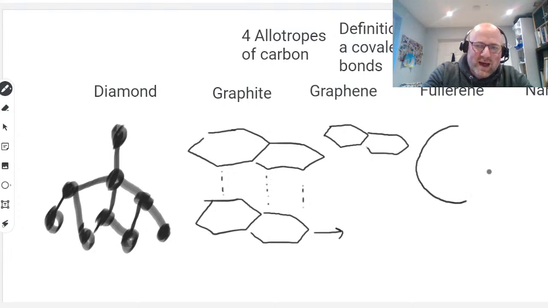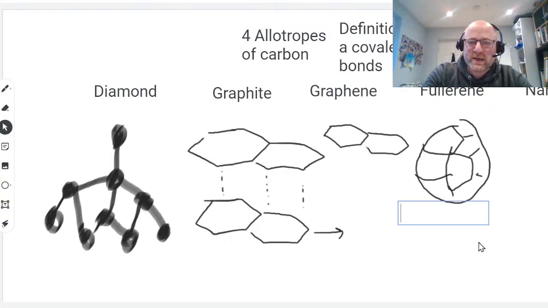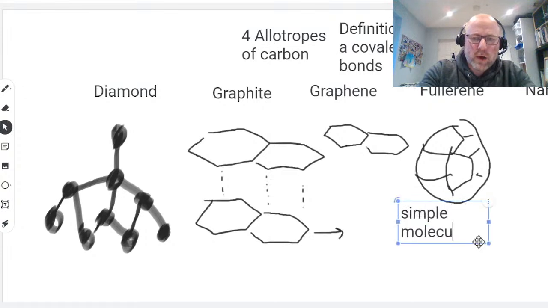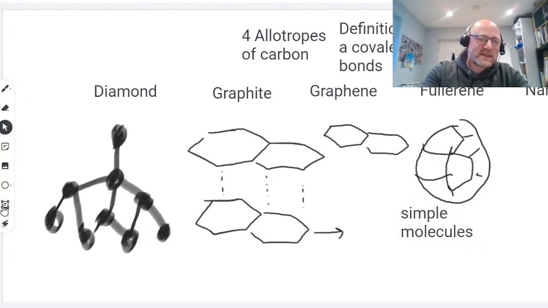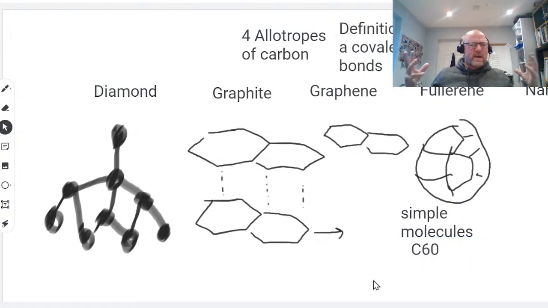Right, fullerenes are like these weird balls. I can't draw a fullerene to save my life. They're made of hexagons and pentagons, so it looks like a football. Watch out for fullerenes, they are actually simple molecules. Ta-da! They have the formula C60, so this can confuse some of you. You might think, hold on, 60 carbon atoms, that's a big molecule. No, it's pretty small. One diamond on a wedding ring will have trillions of atoms. A fullerene molecule only has 60 atoms, so it's a simple molecule.